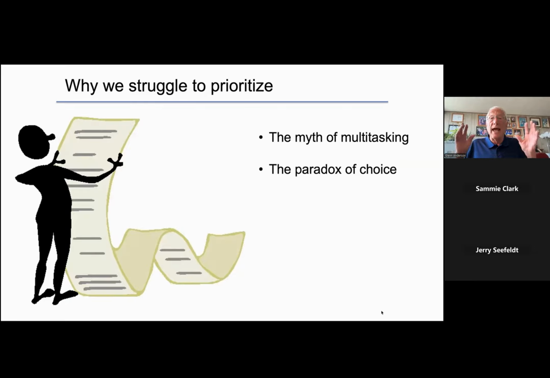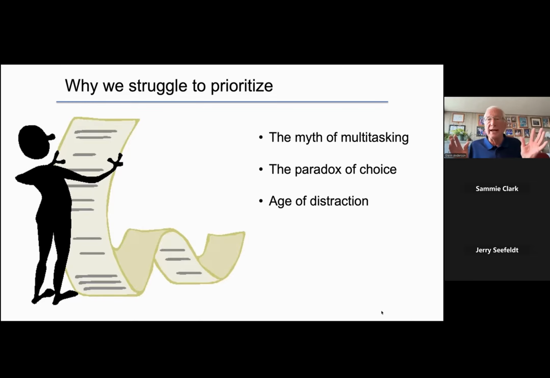There's a paradox of choice. Some people think having a choice is power. So I don't want to prioritize. I want to keep having a choice. That choice gives me power. Whereas the paradox of it is that when you have a choice, then sometimes you're afraid to make a decision because you're afraid you're going to make the wrong decision. So you don't want to actually prioritize.